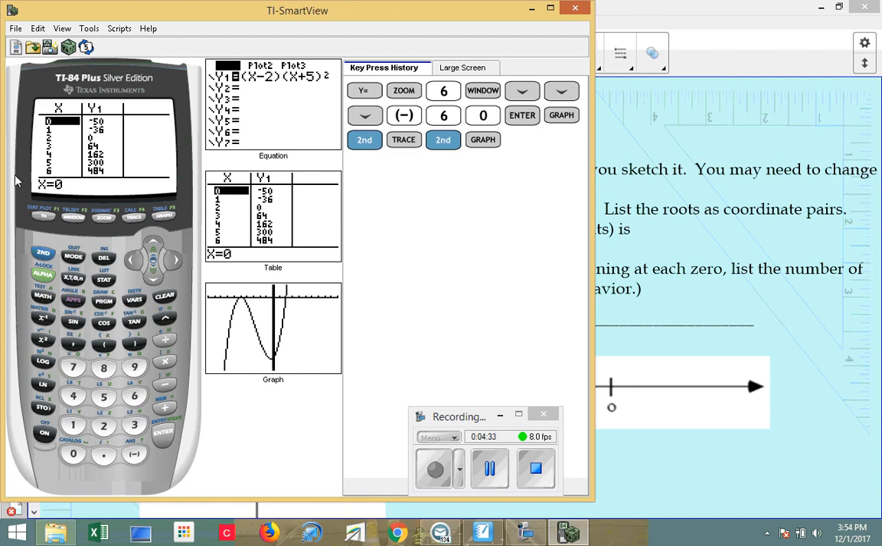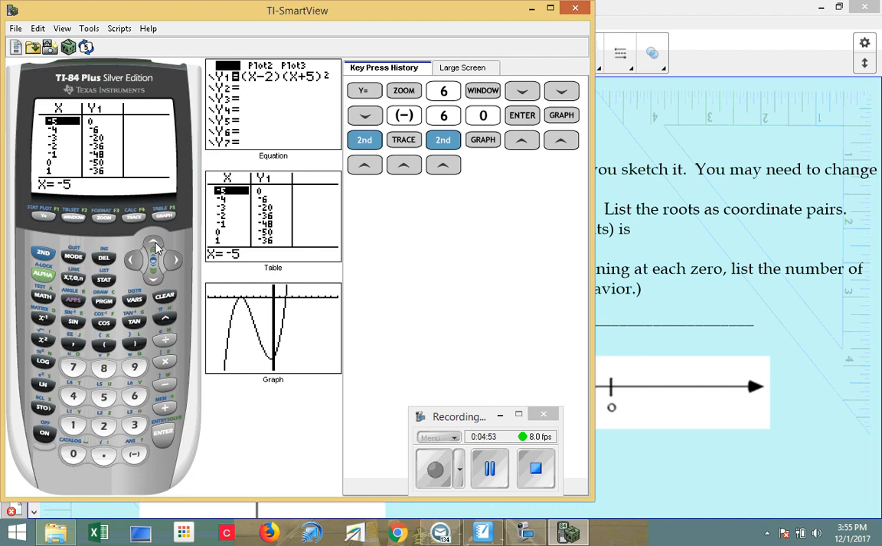If you have your table starting at 0, I can see 0, negative 50 is the y-intercept. If not, and by the way, I can see 2, 0 is an x-intercept. I can use my arrow to scroll if it's close. If it's somewhat close, like ours is negative 5, 0, I can see that in the table.